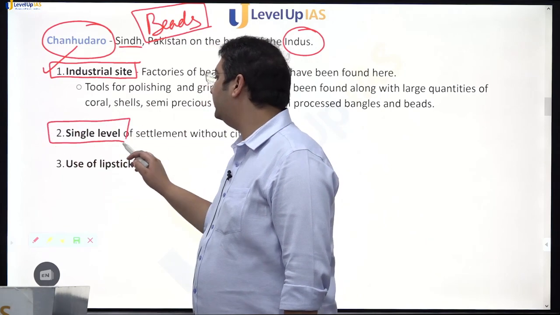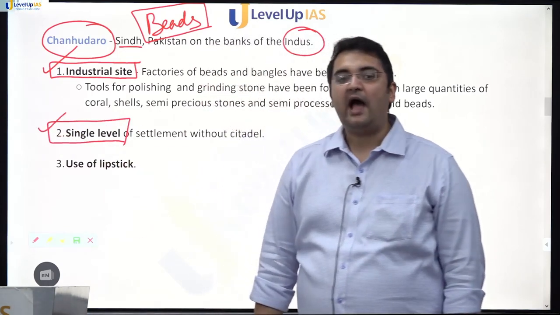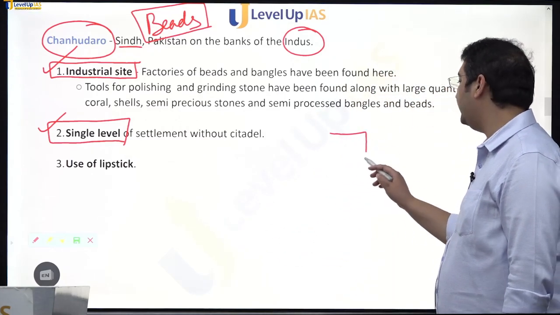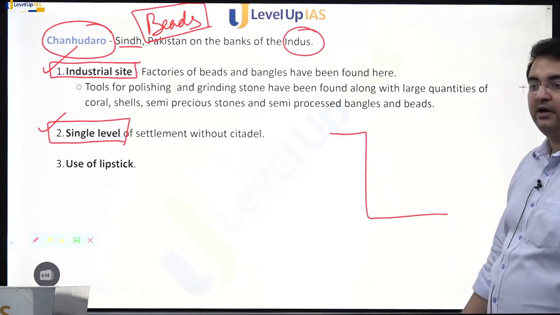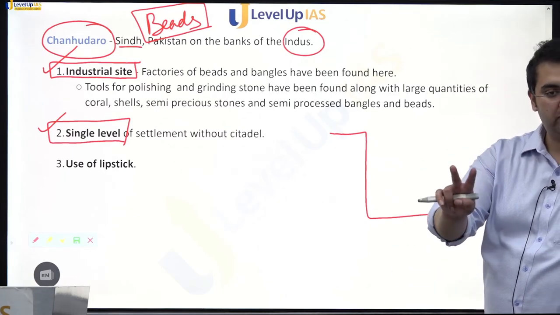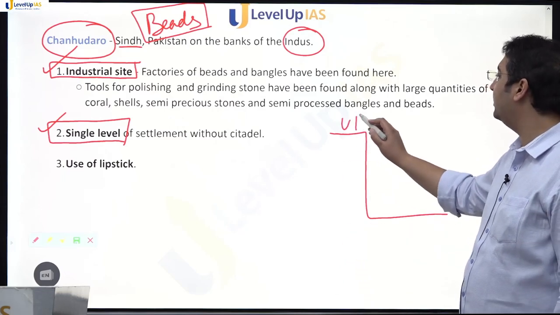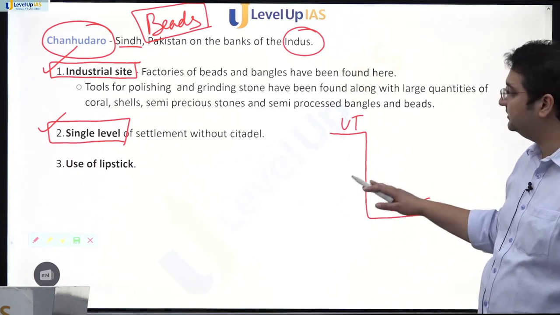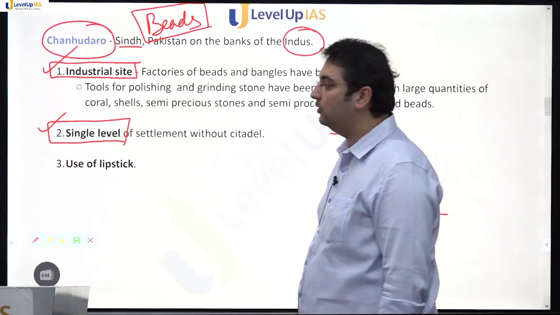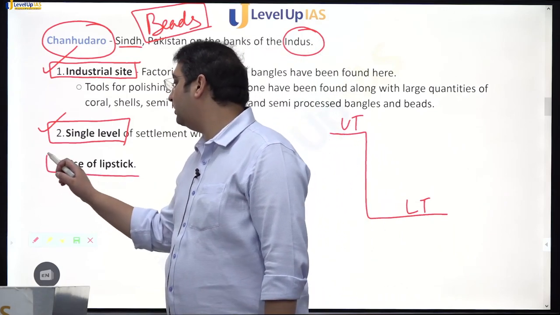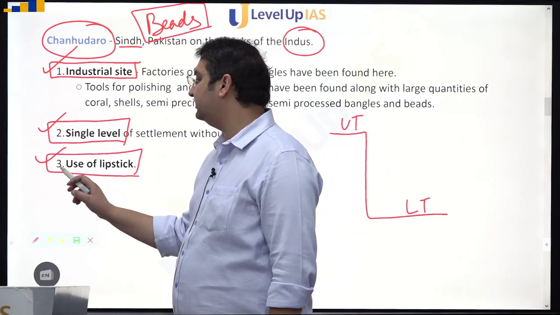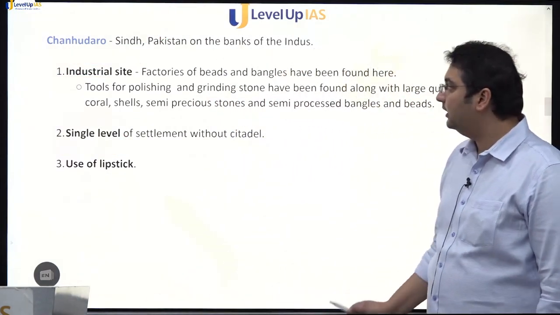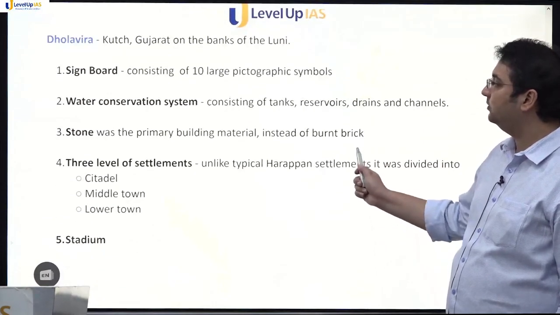Second important thing to remember, that it had only a single level of occupation. While talking about Harappan town planning, you are going to see that Harappan towns usually had two levels of occupation, an upper town and a lower town. But here there is no such distinction. It has a single level of occupation, no surrounding wall. We also have the evidence of the use of cosmetics in the form of lipstick from Chanhudaro. Theek hai? So that is Chanhudaro.